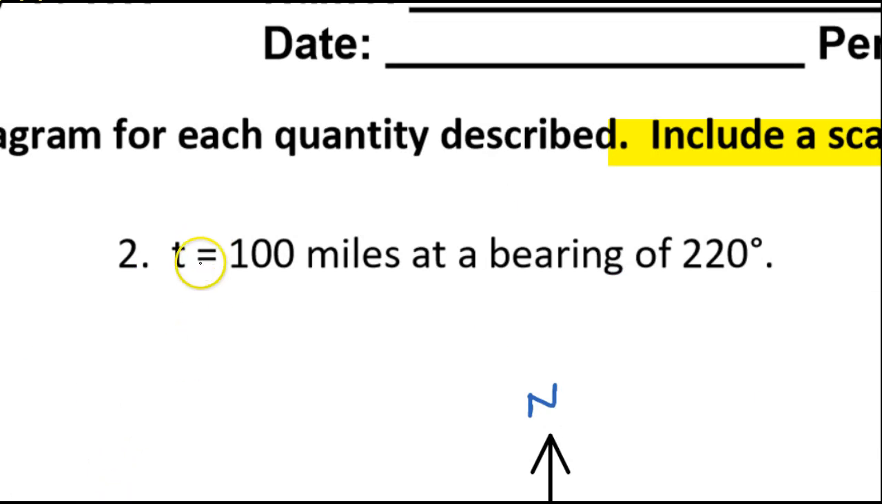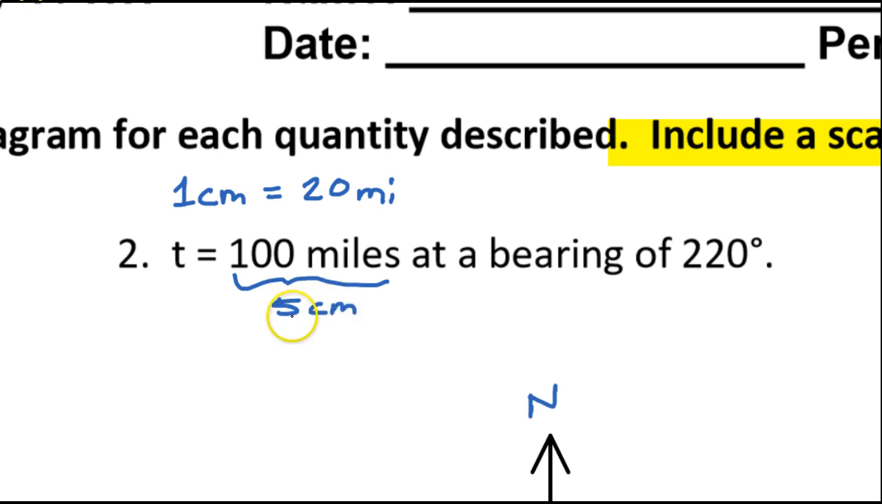Let's talk scale for a quick second. I would like to be able to use centimeters. I'm trying to represent 100 miles. So I think a scale of let 1 centimeter equal 20 miles would work. 20 goes into 100 5 times. Okay, so that means when I draw my vector in a moment, I want my vector to be 5 centimeters long. Each centimeter will represent 20 miles. 20 times 5 is 100.